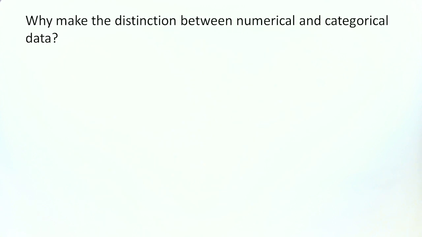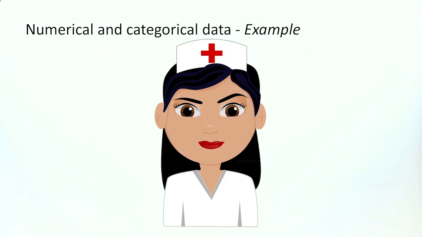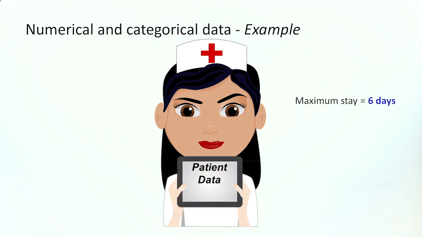So, you might be wondering, why do we make this distinction? The first reason is the information density. Numerical data contains more information than categorical data. Sounds abstract, right? So let me give you an example. You are a head nurse of a surgical department and it is known that your patients with a hip fracture should leave the hospital within 6 days. You want to see if this is feasible and collect data from the electronic patient files.